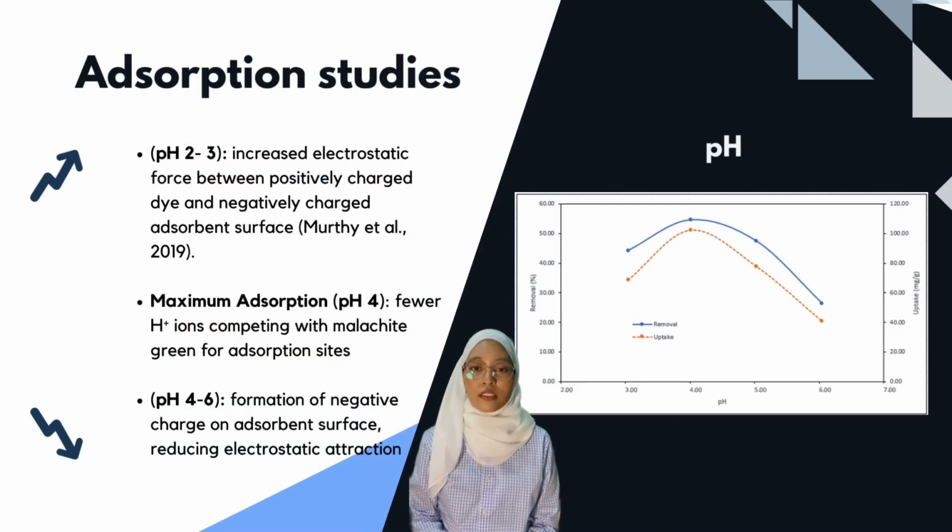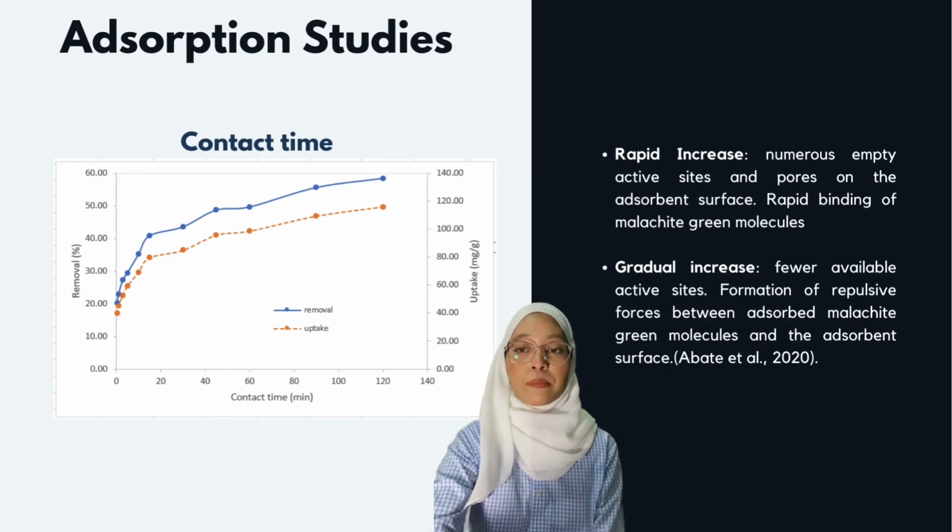Next is pH. The uptake and removal increase at pH 2 until 3 due to the increased electrostatic force between positively charged dye and negatively charged adsorbent surface. The maximum adsorption is at pH 4, which is the unadjusted pH because there are fewer H+ ions competing with malachite green for adsorption sites. And the uptake and removal decrease from pH 4 to 6 due to formation of negative charge on adsorbent surface, reducing electrostatic attraction.